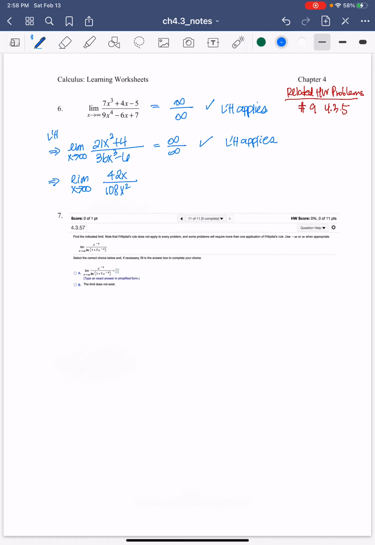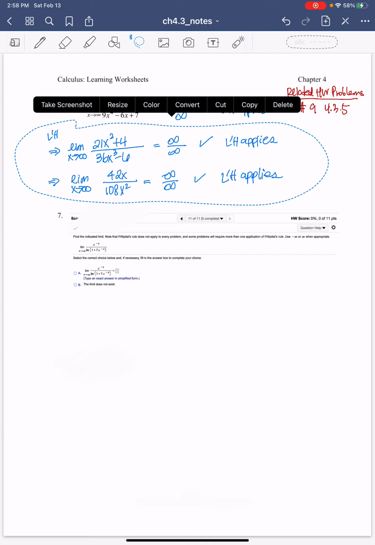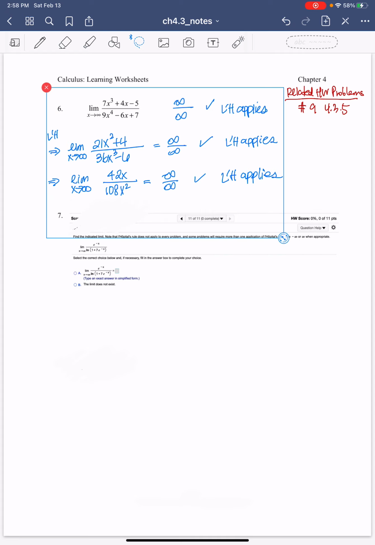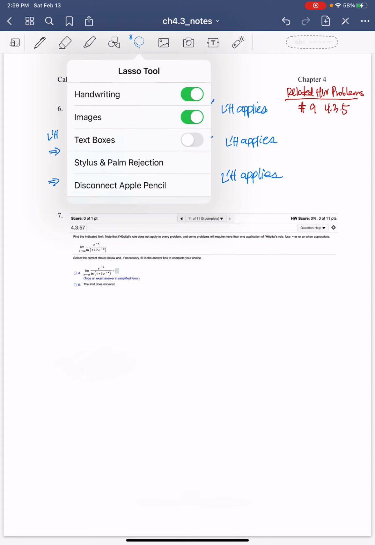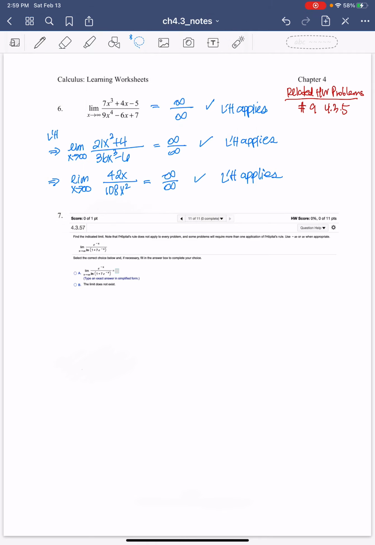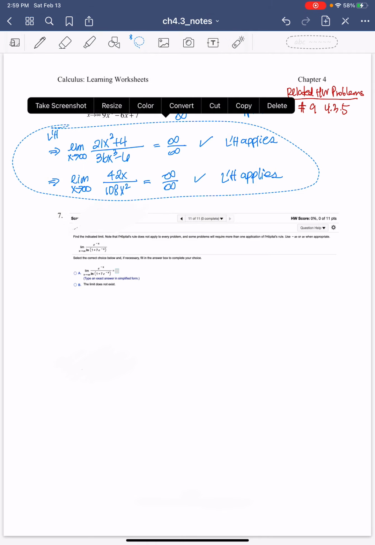So let's take a look. Now let's plug in infinity. Well, 42 times infinity is infinity. 108 infinity squared is infinity. Again, this is indeterminate form. So that means I'm going to apply L'Hopital's rule. So you can see that you can apply it as many times as you like as long as it's in indeterminate form. So let me make it small size.